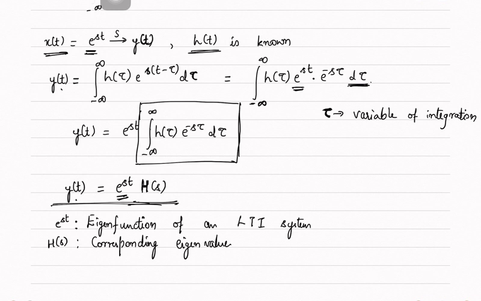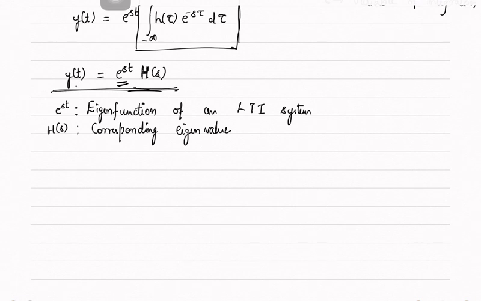Now let's take an example. This is an example from the textbook. Given an LTI system, a linear and time invariant system. This is only true if the system is linear as well as time invariant, not otherwise. Given an LTI system implies you know the impulse response. h of t is given.